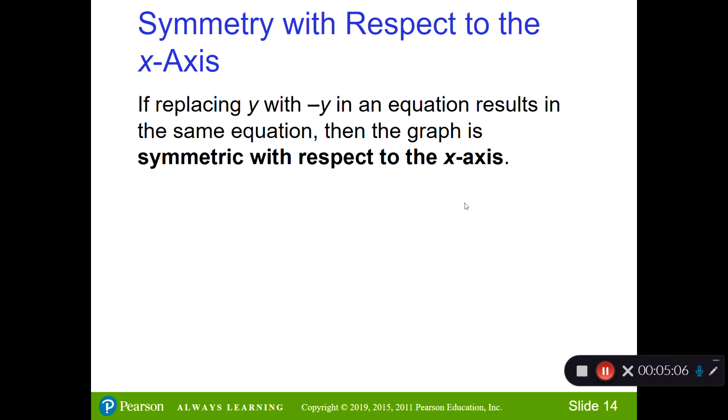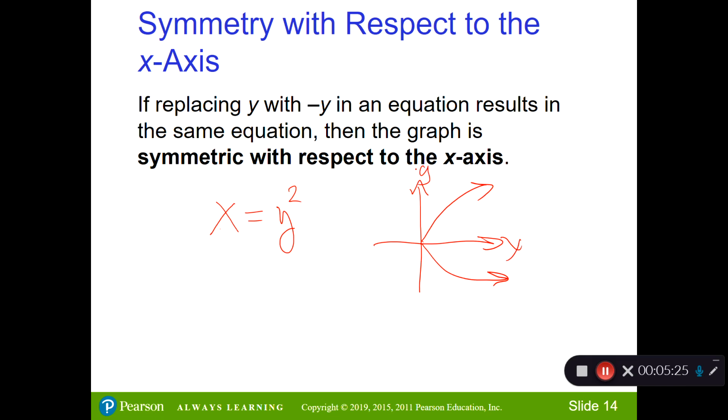So we're symmetric with respect to the x-axis if I can replace y with negative y and end up with the exact same equation. An example of this would be something like x equals y squared. X equals y squared, as we're going to learn coming up in this course, if we don't already remember from college algebra, is a parabola that's on its side, like so. This is symmetric across the x-axis. This half looks like this half.